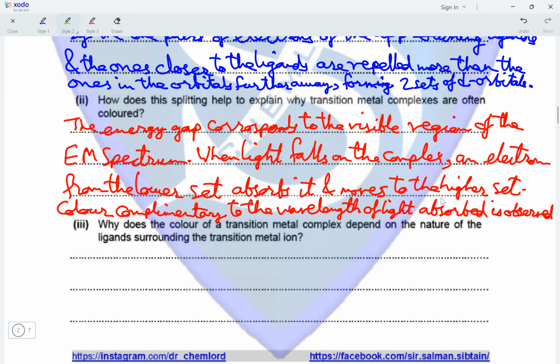Next, why does the color of a transition metal complex depend on the nature of the ligands surrounding the transition metal ion? Because different ligands cause different sizes of energy gaps.